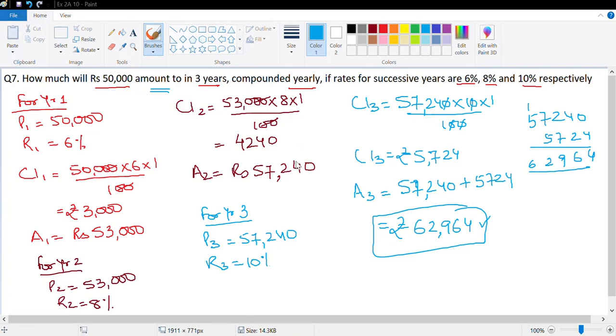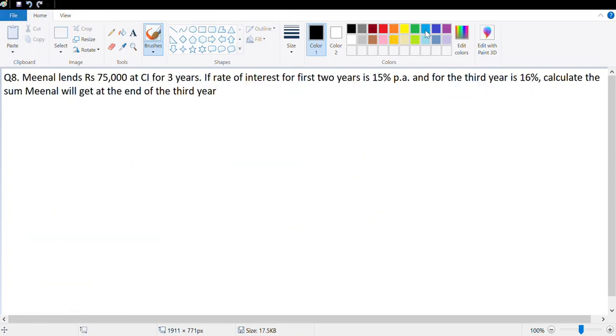Next homework question was question number 8. Let's look at that question. It says Meena lends rupees 75,000 and compound interest for 3 years. Rate for the first 2 years is 15%. Rate for third year is 16%. We need to calculate the final amount.